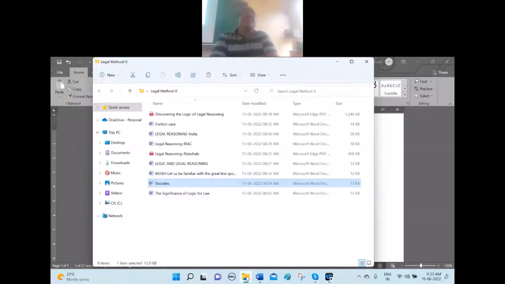When case law is given, you have to write in the logical PFIRAC model. The PFIRAC model means first procedure, next facts, next issues, rules applicable, and conclusions. We have to write in that style. When a problem is given, it should be written in the IRAC style. I means issues, R means rules applicable.